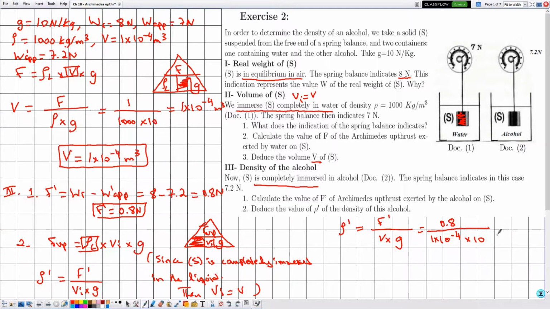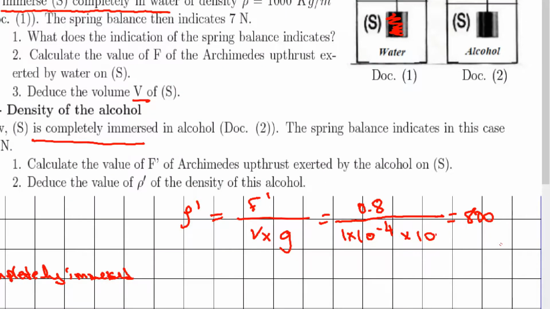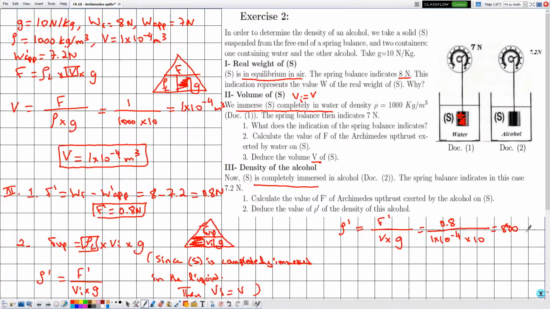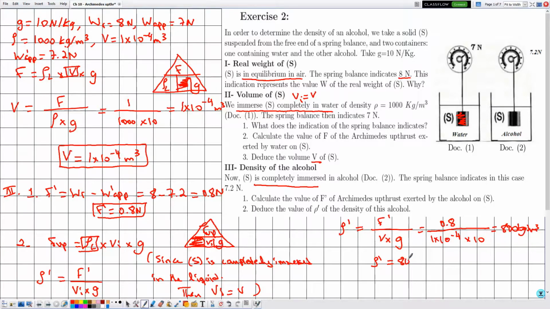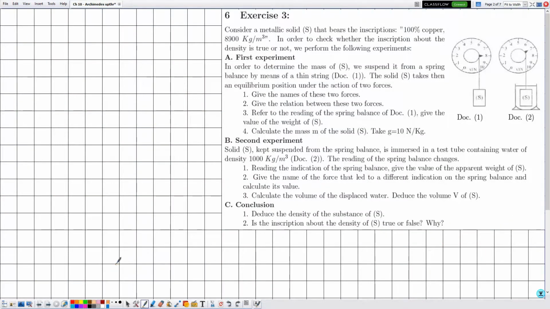Now plugging this fraction on the calculator, it will give us 800. Since everything is expressed in the SI, F prime, V and G, the value of rho prime will be in the SI, which is kilogram per meter cube. So the value rho prime, which represents the density of this alcohol, is given by 800 kilogram per meter cube. And now let's move to the next exercise. Exercise number 3.